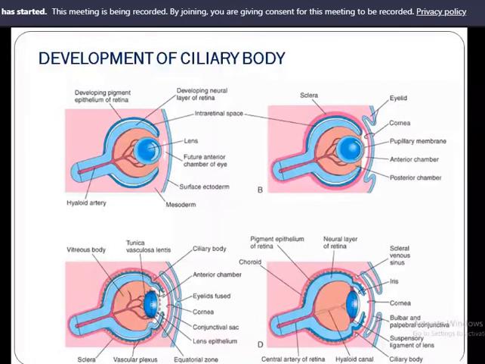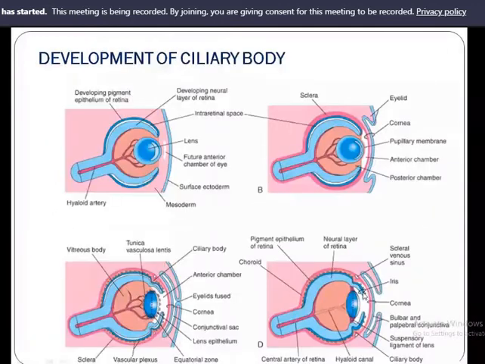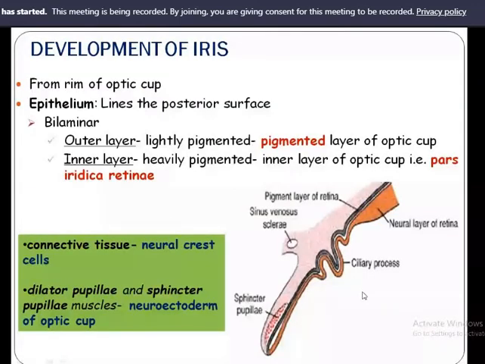Now next is how the iris is developed. The iris develops from the rim of the optic cup, the extreme end of the optic cup. From this part the iris will form. In the iris also it is the same: the outer layer of the bilaminar iris will form from the pigmented layer or the outer layer of the optic cup. The inner layer will be formed from the pars iridica retina.